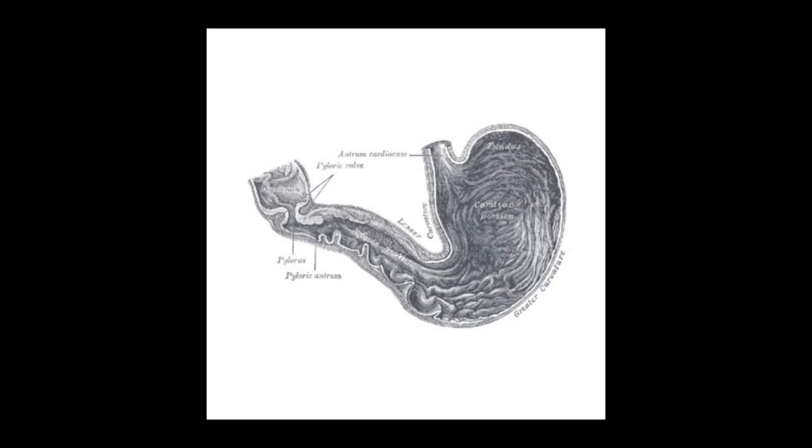The cardia, which is where the esophagus joins the body of the stomach. The fundus, so the bit of the stomach that lies above the esophageal gastric junction. The body, which incorporates most of the stomach, or corpus. And the antrum, which is the bit of the stomach next to the pylorus and entrance to the duodenum.